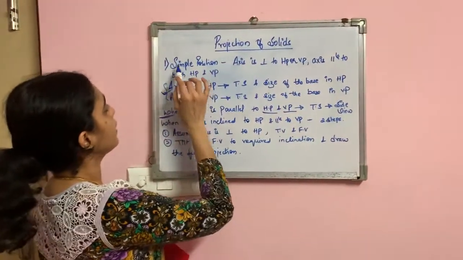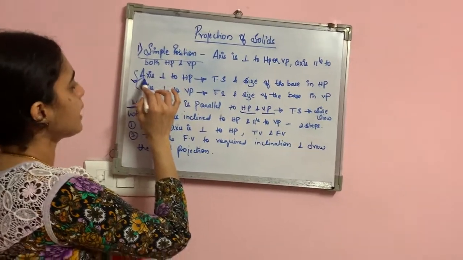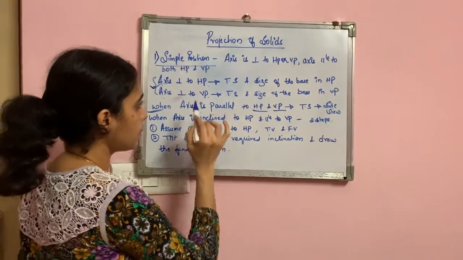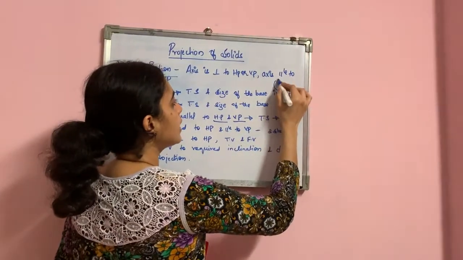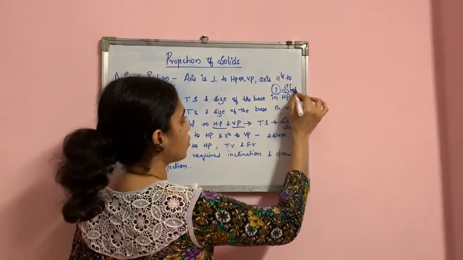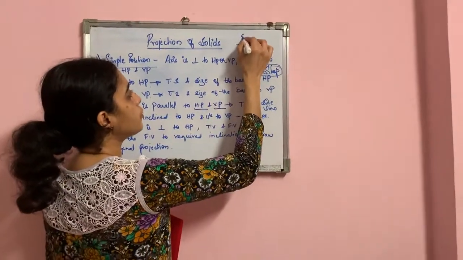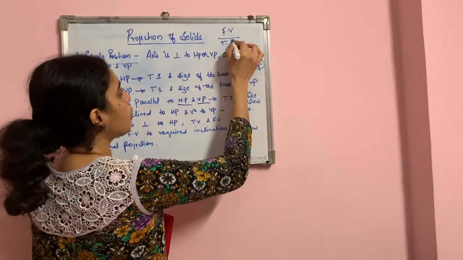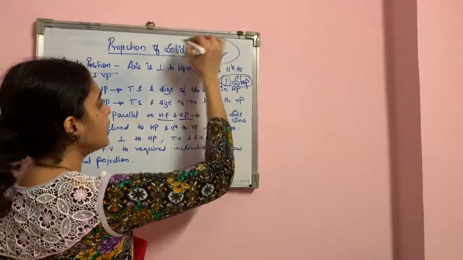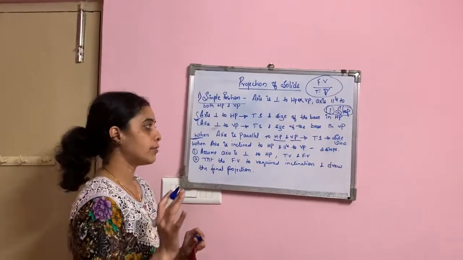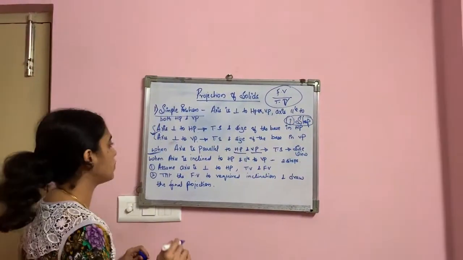So whenever it is in a simple position, either axis perpendicular to HP or axis perpendicular to VP, we cover this in only one step. So no three stages will come into the picture. You will just show the front view and the top view of the given prism, pyramid, cone, cylinder, whatever it is. It is a one-step problem.